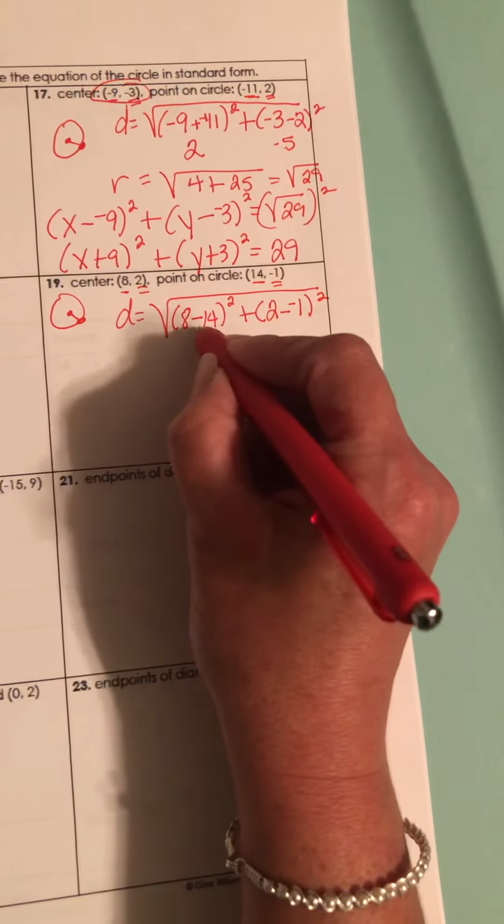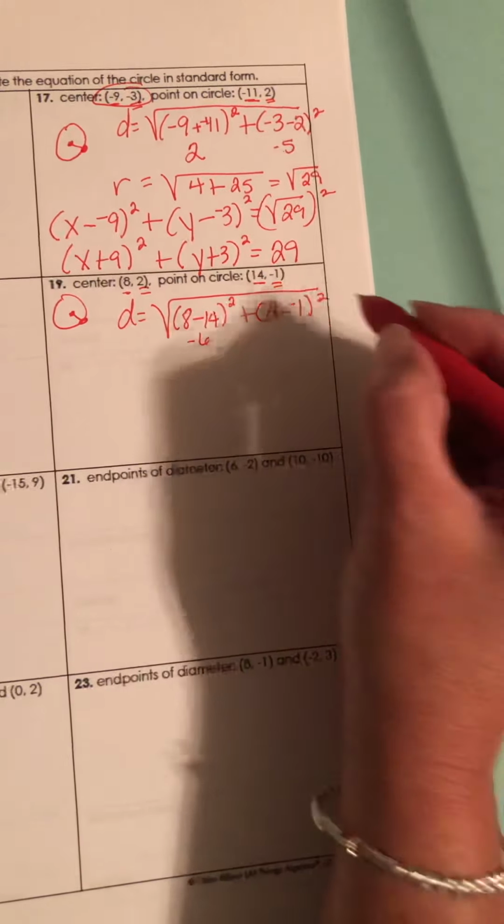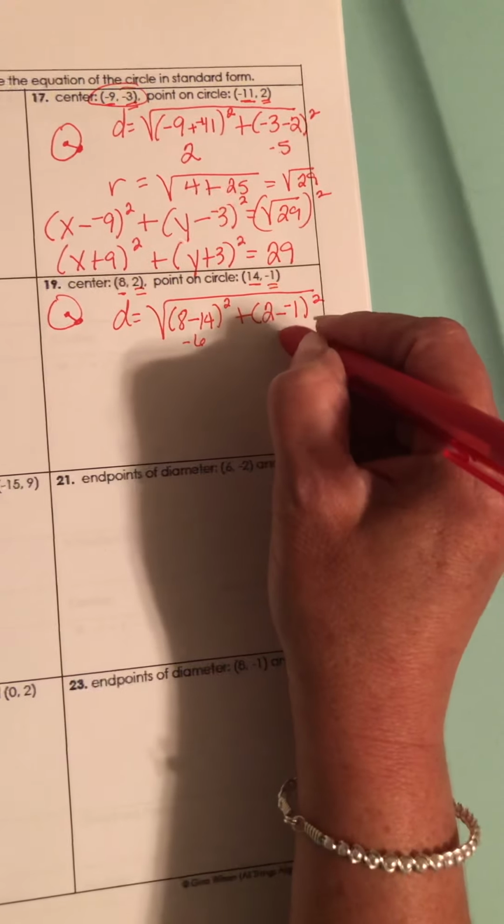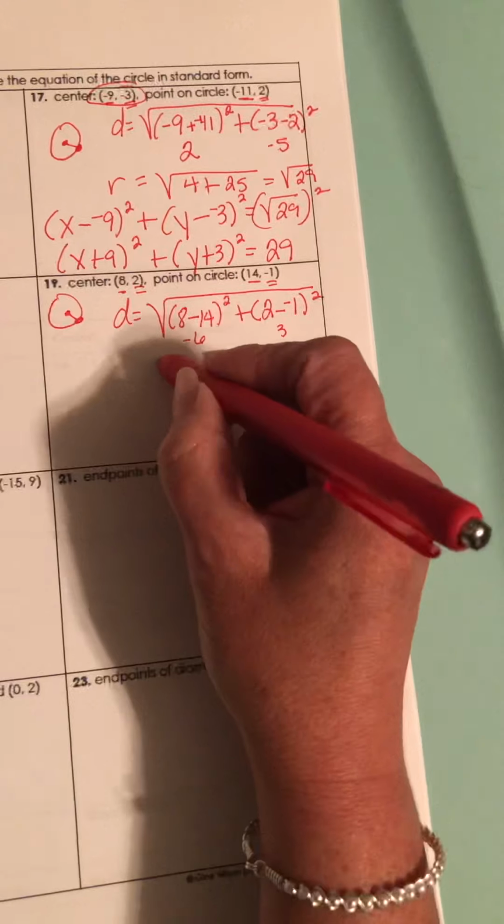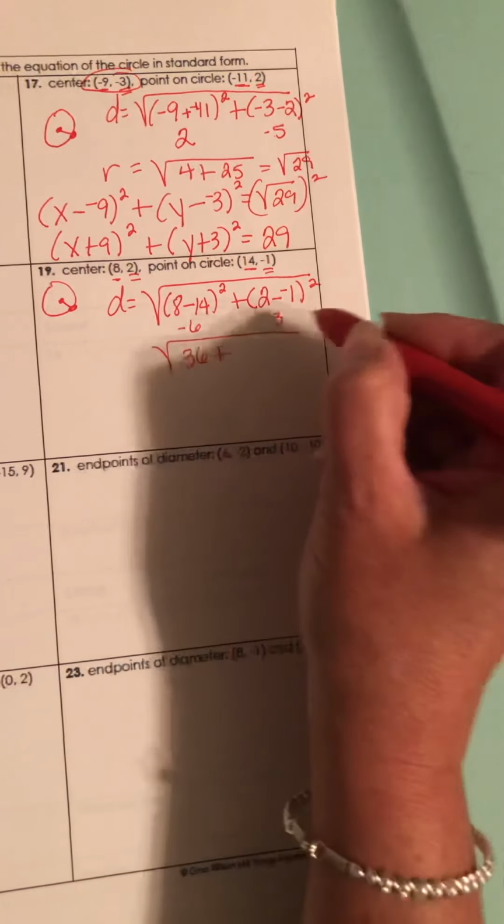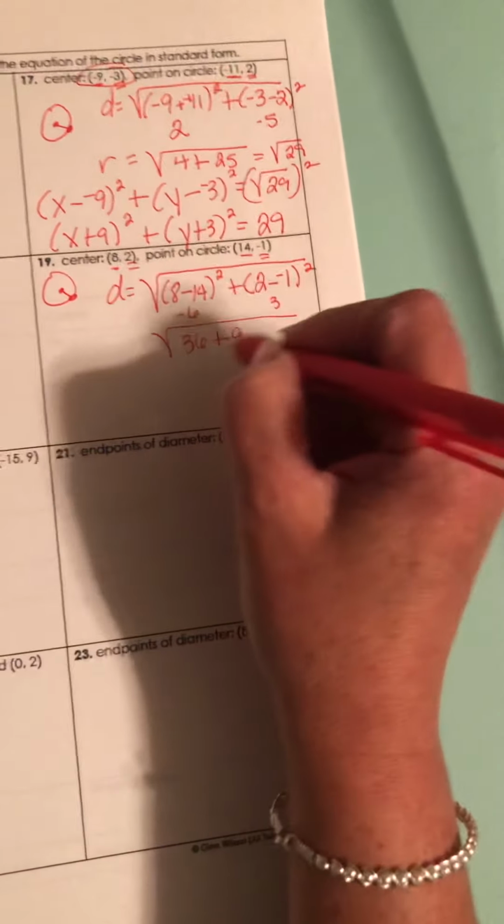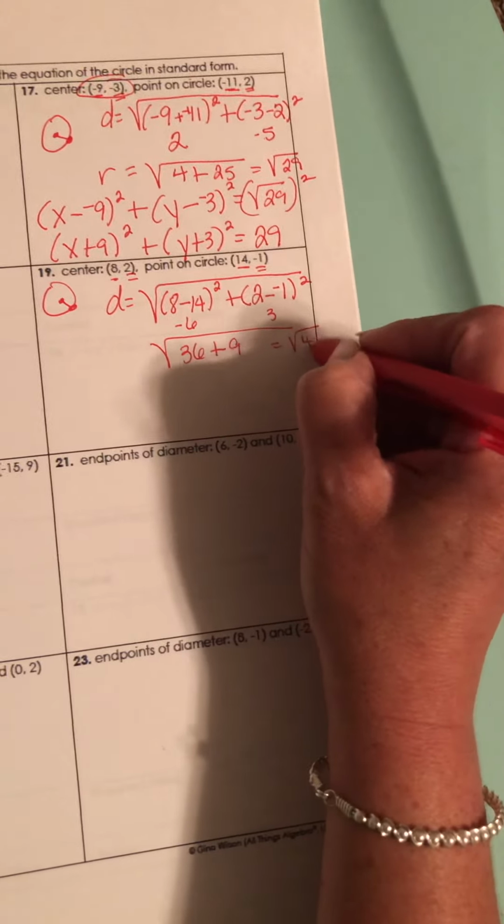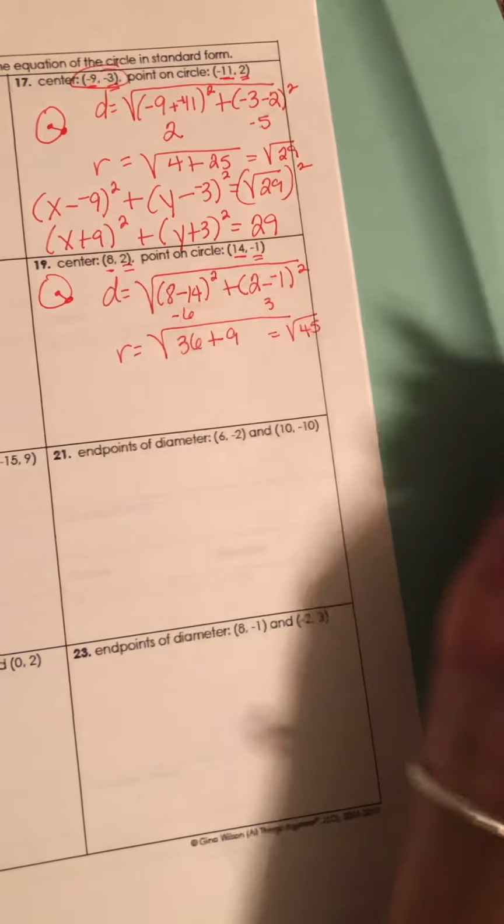Let's work these out. 8 minus 14 is -6. 2 minus a -1 is 2 plus 1, or 3. So as we work this out, -6 squared is 36. 3 squared is 9. 36 plus 9 is going to give us the square root of 45 as our radius.